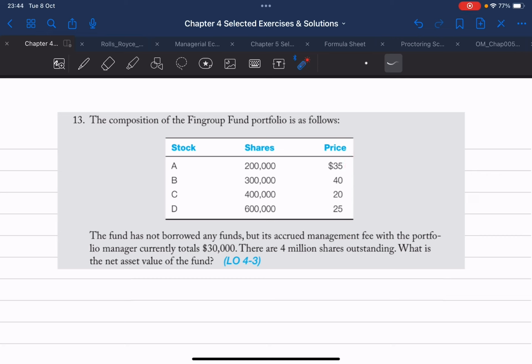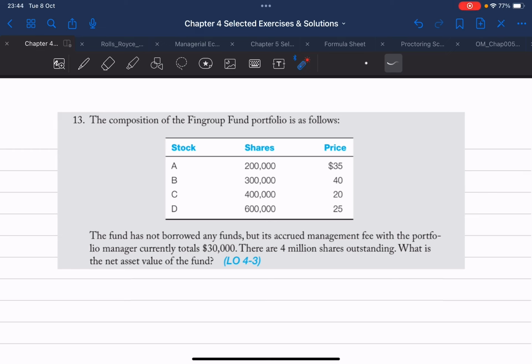Then the question continues to say the fund has not borrowed any funds, but its accrued management fee with the portfolio manager currently totals $30,000. There are 4 million shares outstanding. What is the net asset value of the fund?